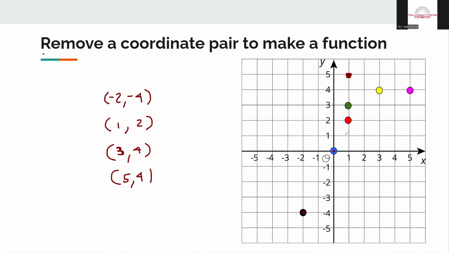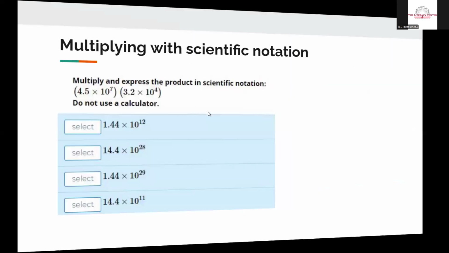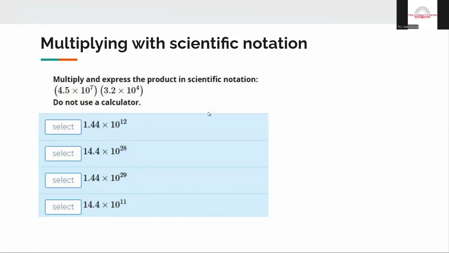We do not want any points with the same value of x and multiple values of y. So this would be the point that we would remove. If 1, 3 had been in the list, then that would have been our choice. It's just that one of those has to go in order to make this a function. I know that might be a little bit confusing. We didn't really talk about that, but I wanted you to see that problem type before you see it on a test.